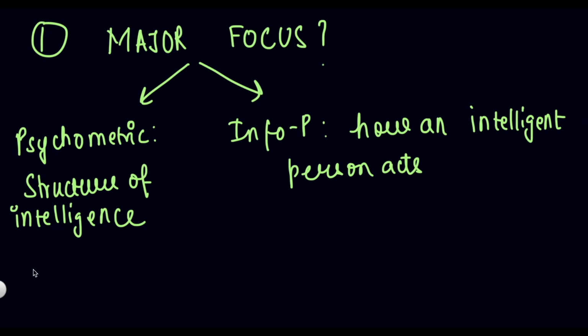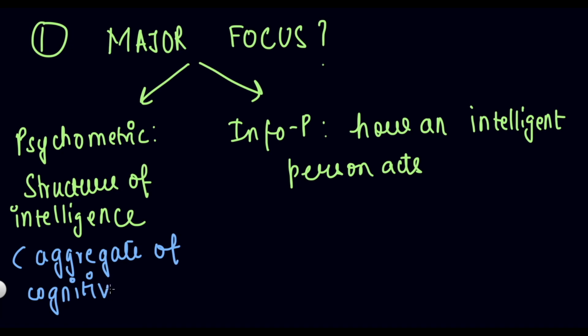Now if we dive into a little more detail, when we talk about structure of intelligence, what is the psychometric approach exactly trying to do, right? It's defining intelligence in terms of an aggregate of cognitive abilities. Now what do I mean by this, guys? Basically, the psychometric approach is stating a number of abilities. For example, if I have XYZ abilities, I am intelligent.